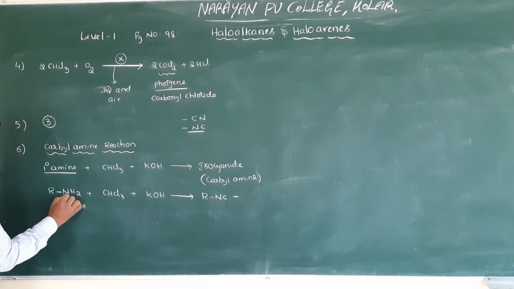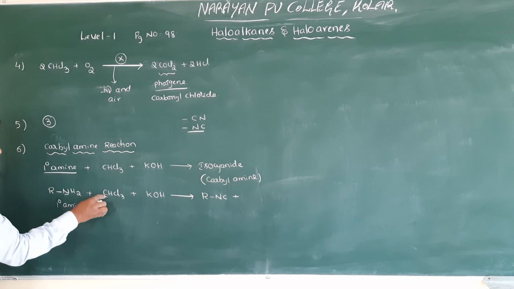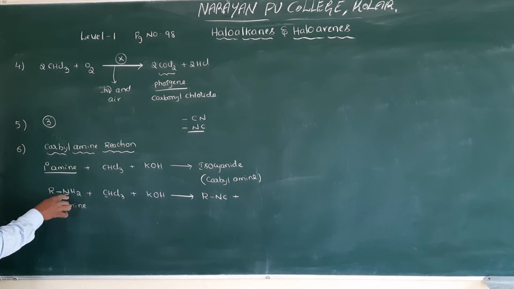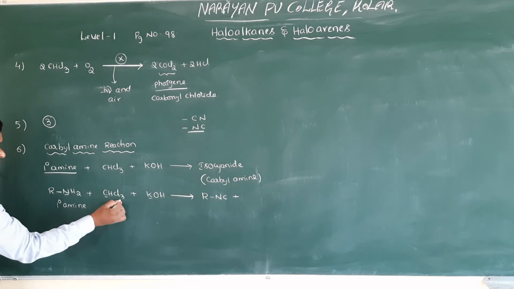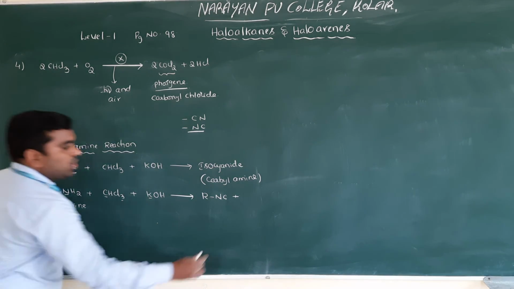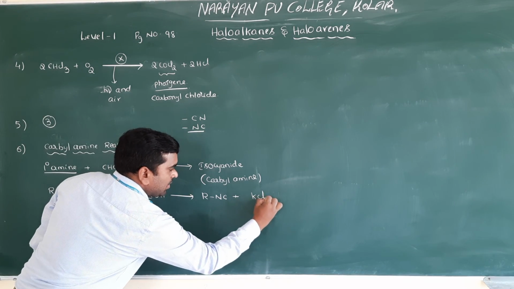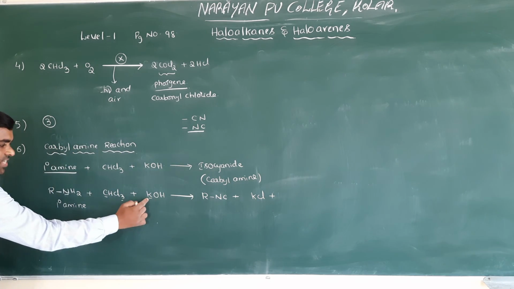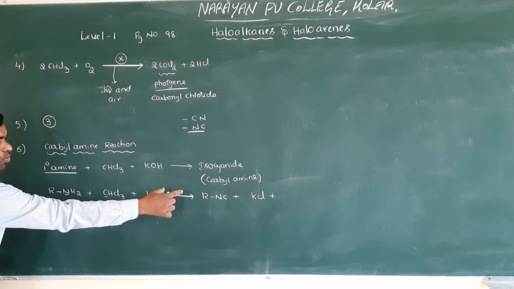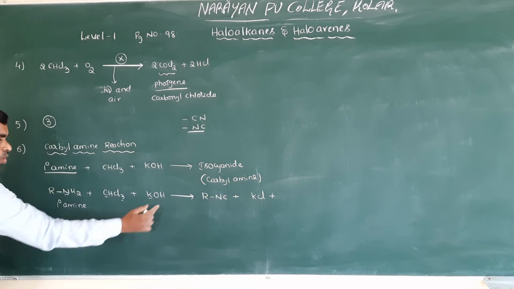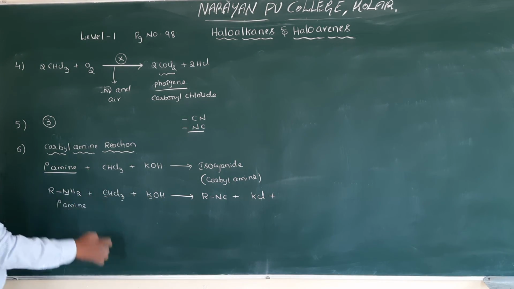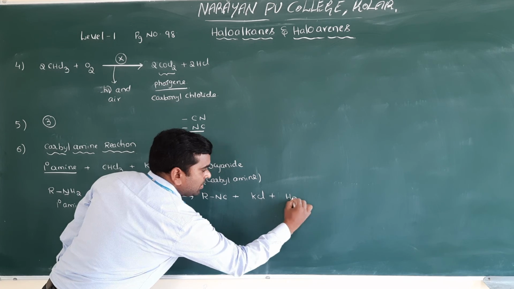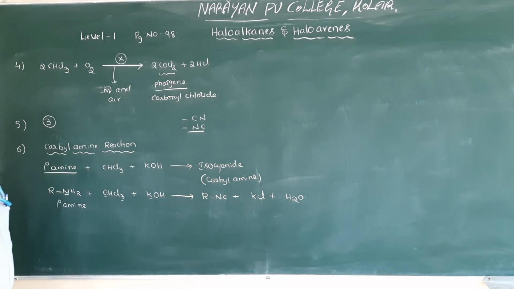See here, nitrogen is there, carbon and nitrogen combined, R-NC. Then what else is there? Potassium and chlorine are there. Chlorine will be removed as KCl. And now OH is there and hydrogens are there. H and OH, what do you get? Water. Now balance the equation.